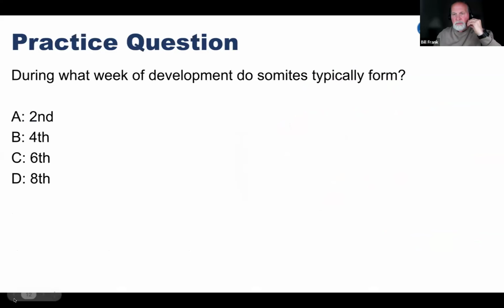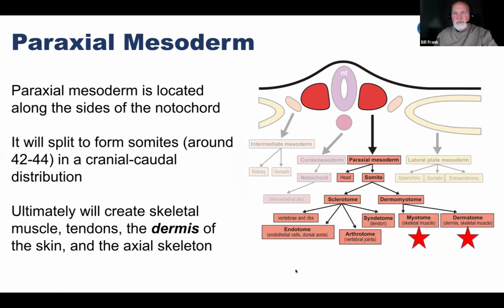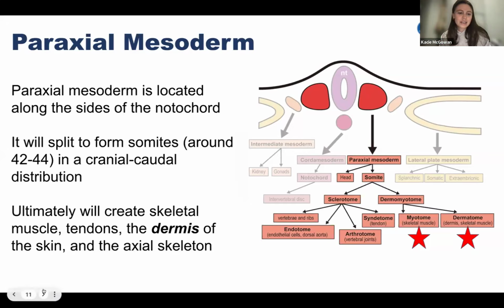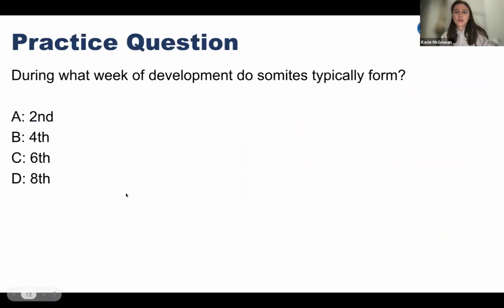Kacie, Rashab had a question. What mesoderm forms appendicular skeletal muscle? Appendicular skeletal muscle will also be the lateral plate mesoderm. So the bones and the muscles go together. Sound good? Okay.